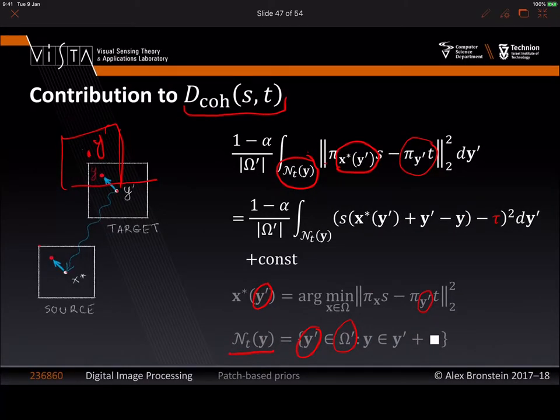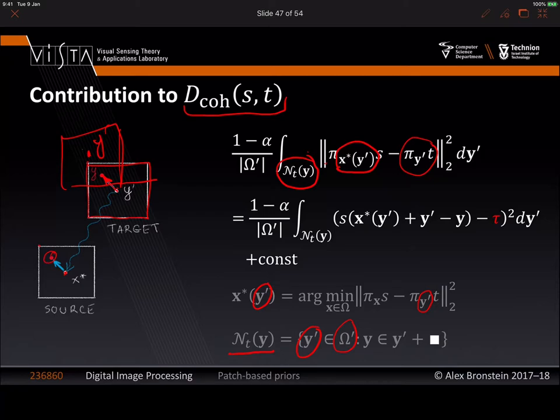So just look at this point y prime. I'm taking now a patch centered at y prime. I need to shift by this arrow to go to the point y. I found the nearest neighbor here. So the point Y in this patch corresponds to this point in the patch taken from the source domain.